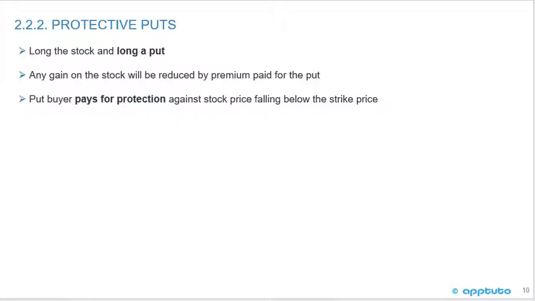I own a stock. I'm worried that the price could go down. Maybe I'm going to be on vacation, out of touch for a certain amount of time. Well, as insurance, I could buy some puts, and if the stock price was to tank, I'd have the right to sell it at the exercise price, and I've limited my downside.